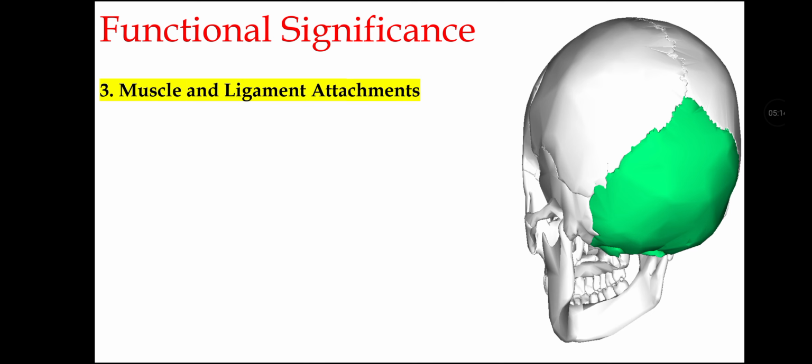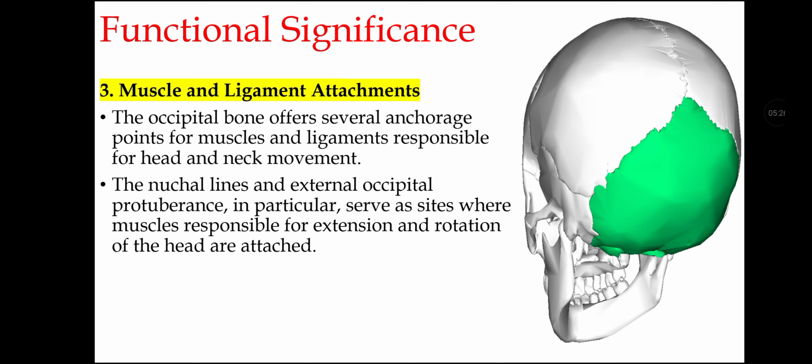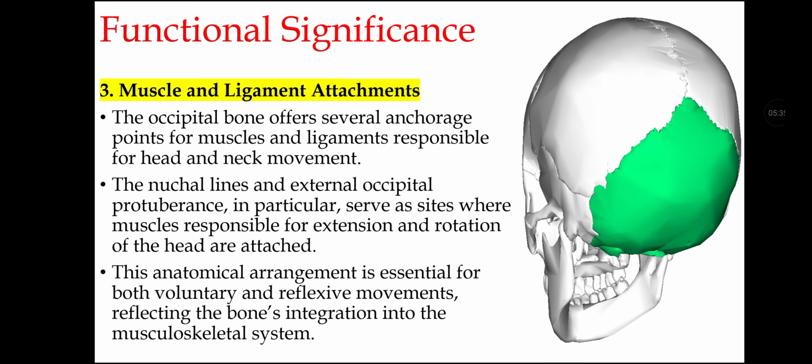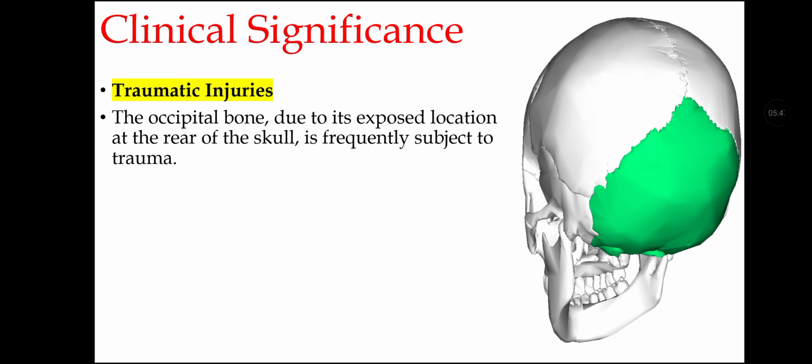The third functional significance is muscle and ligament attachment. The occipital bone offers several anchorage points for muscles and ligaments responsible for head and neck movements. The nuchal lines and external occipital protuberance in particular serve as a site where muscles responsible for extension and rotation of the head are attached. This anatomical arrangement is essential for both voluntary and reflexive movement, reflecting the bone's integration into the musculoskeletal system.